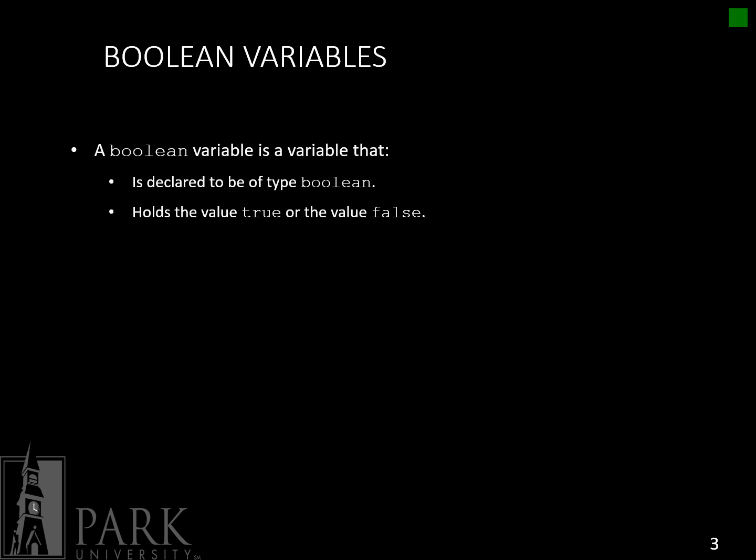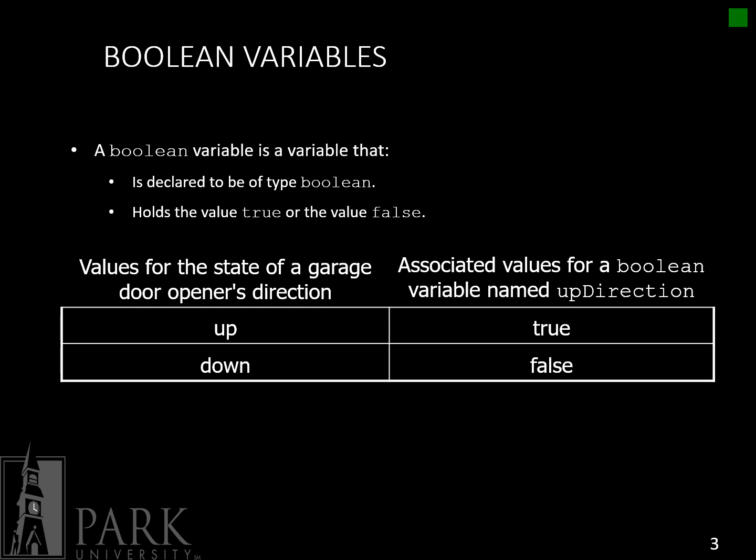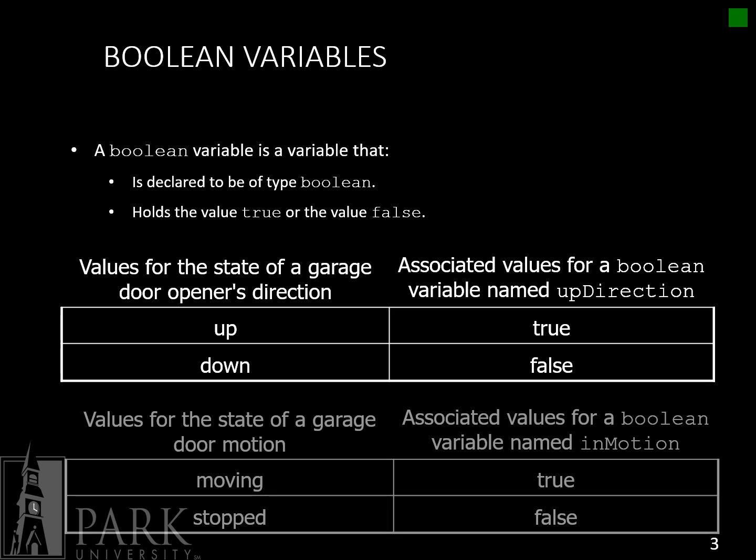Now, a Boolean variable is of type boolean, and it only holds true or false. In our garage door example, we could create a Boolean variable called upDirection. And if the door is going up, then it's set to true. And if it's going down, it's set to false. Likewise, we could probably use another variable to track the state of whether or not the door is actually in motion. Like this.